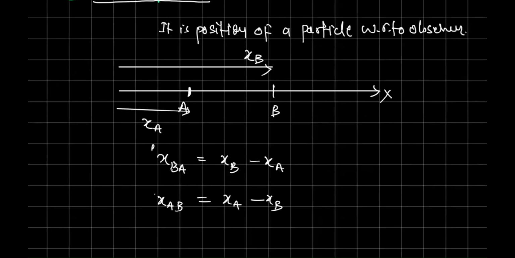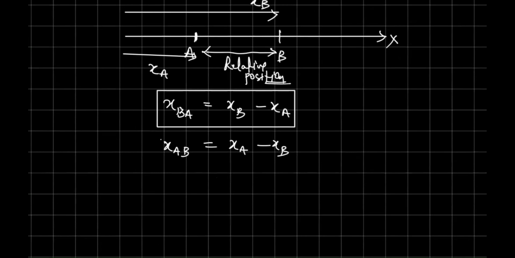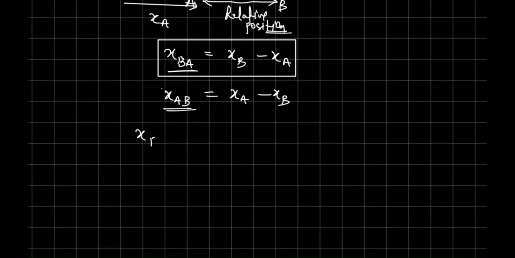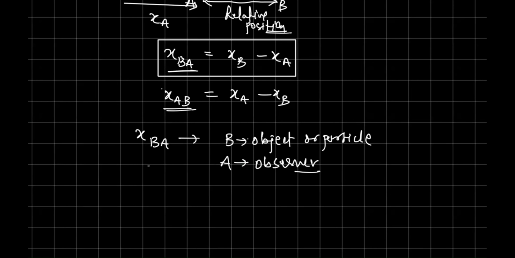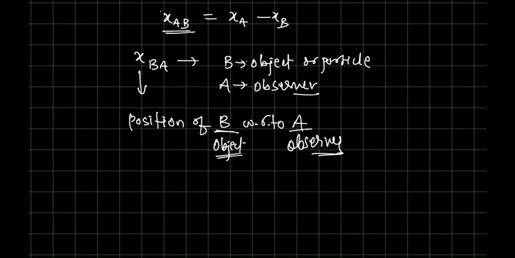This position that we have found is a relative position, and the direction of relative position depends on the observer and the object, like who is the observer and who is the object. Here I have written position XB with respect to A. What does it mean? B is the object or particle and A is the observer. We call it position of B with respect to A, or position of object with respect to observer, because the observer is the only one who is trying to figure out the position.